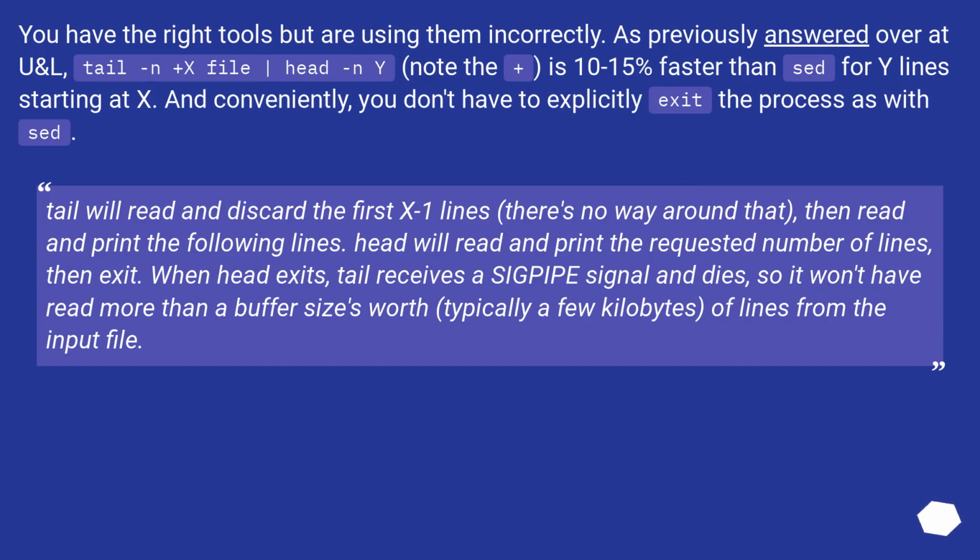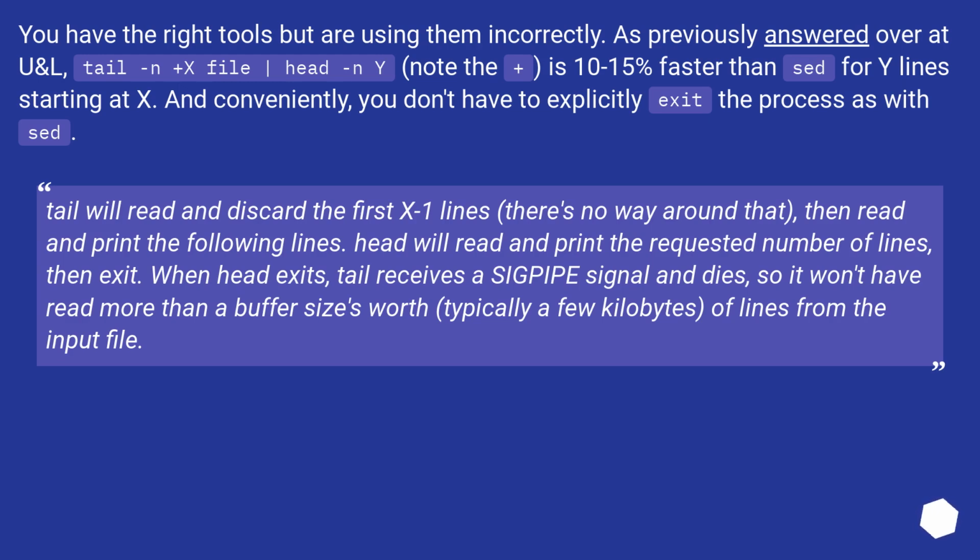You have the right tools but are using them incorrectly. As previously answered over at Unix & Linux, tail -n +X file | head -n Y, note the plus, is 10 to 15% faster than sed for Y lines starting at X. And conveniently, you don't have to explicitly exit the processes with sed.